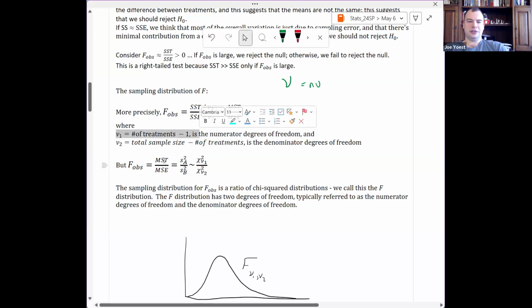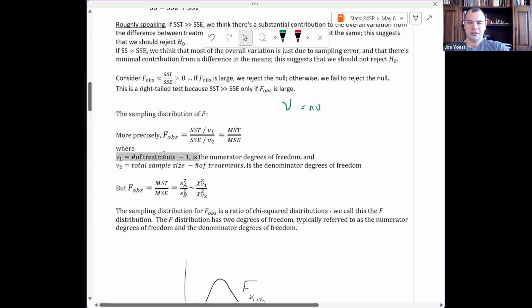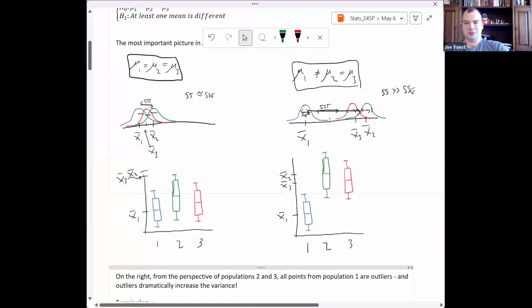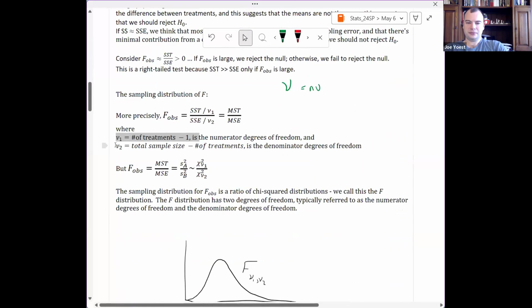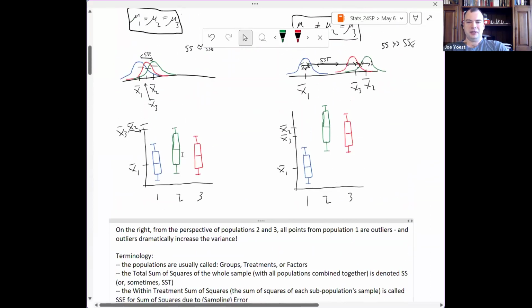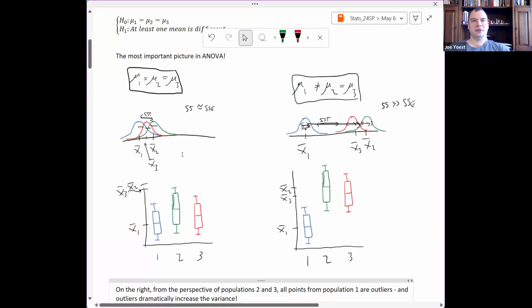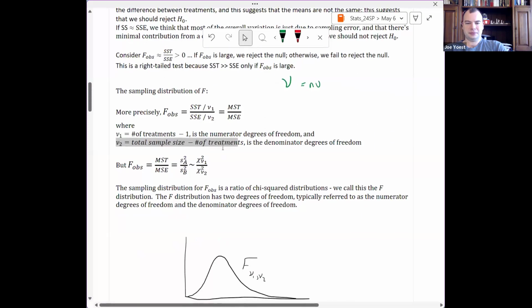So here nu1 is the number of treatments minus 1, the number of groups minus 1, or number of populations minus 1. In this case, it will be 3 minus 1, or 2. And nu2 is the total sample size minus number of treatments. In this case, when we aggregate all of the data, it will be that sample size minus 3, because there are 3 treatments or 3 groups. And nu1 is typically called the numerator degrees of freedom, and nu2 the denominator degrees of freedom.